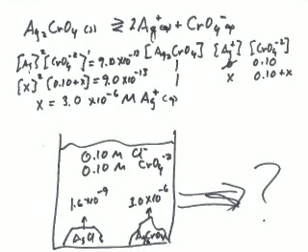So are we going to get a mixture of products? No. The result is we're going to get nothing but silver chloride sitting on the bottom. Chromium is all going to be in solution. And this is an important point to note. The Ksp for the silver chromate is smaller than the Ksp for silver chloride.